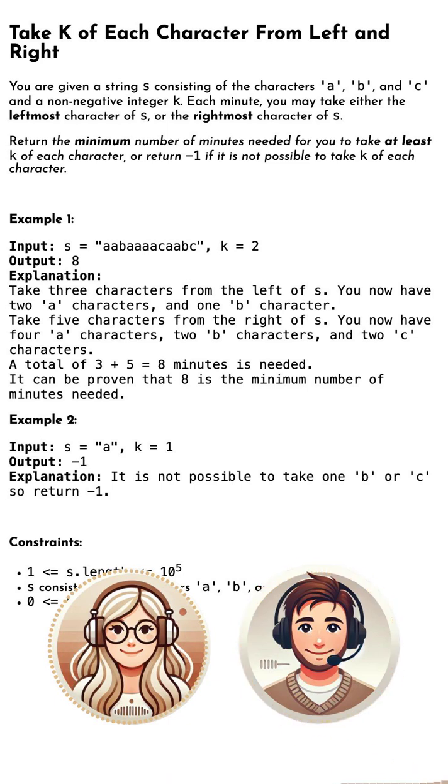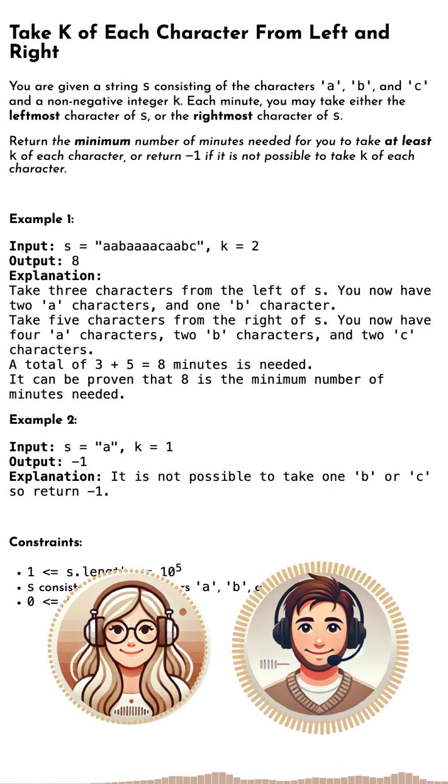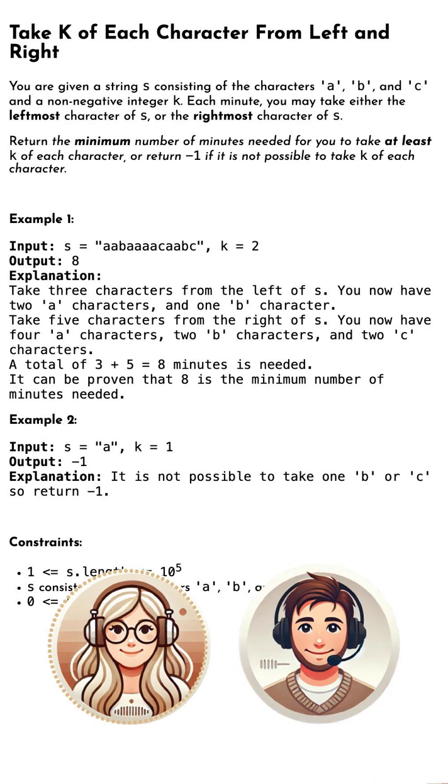Exactly. And with every valid window we find, we compare its size to our current max window. If the current one is bigger, we update max window. Got it. And once the main loop finishes, we've checked every possible window. Max window will hold the size of the biggest valid window we found. Right. Finally, we calculate the minimum number of steps by subtracting max window from the string's total length.